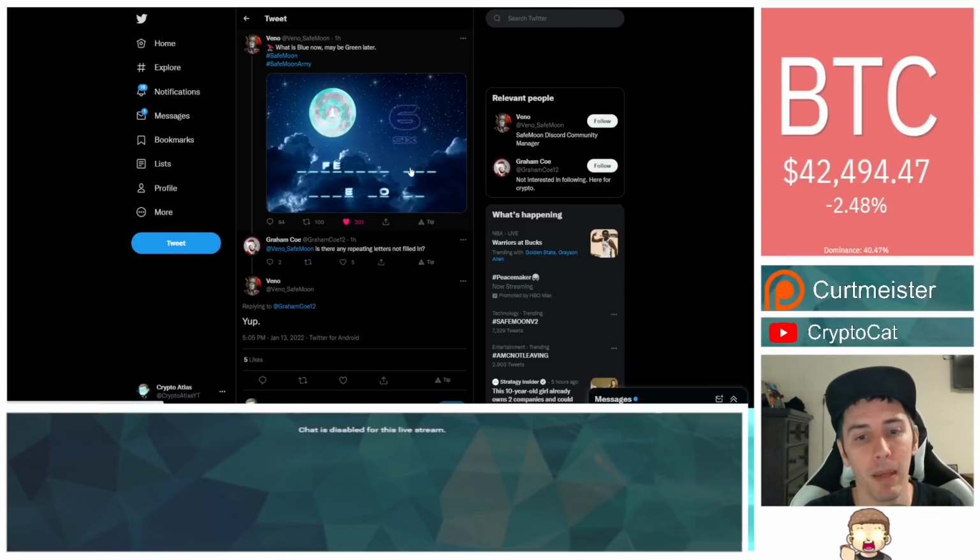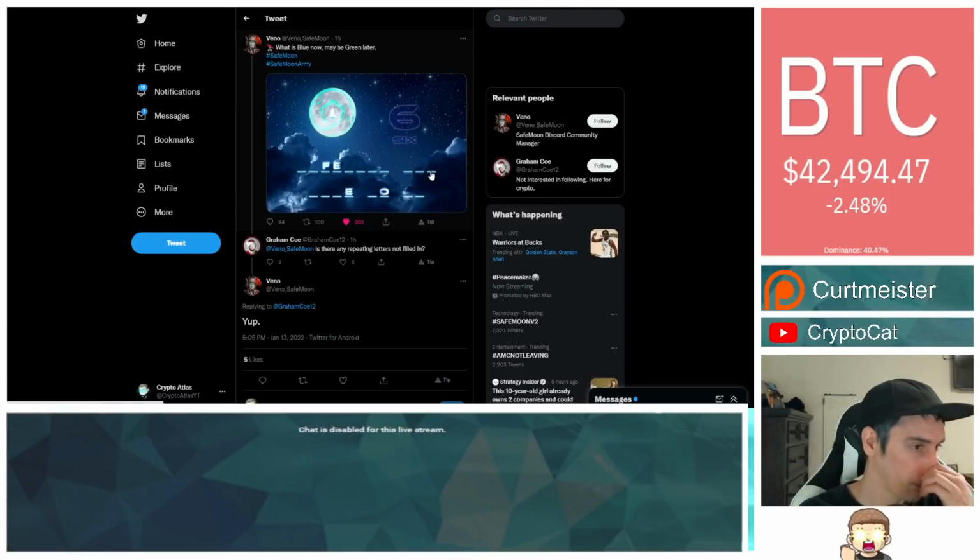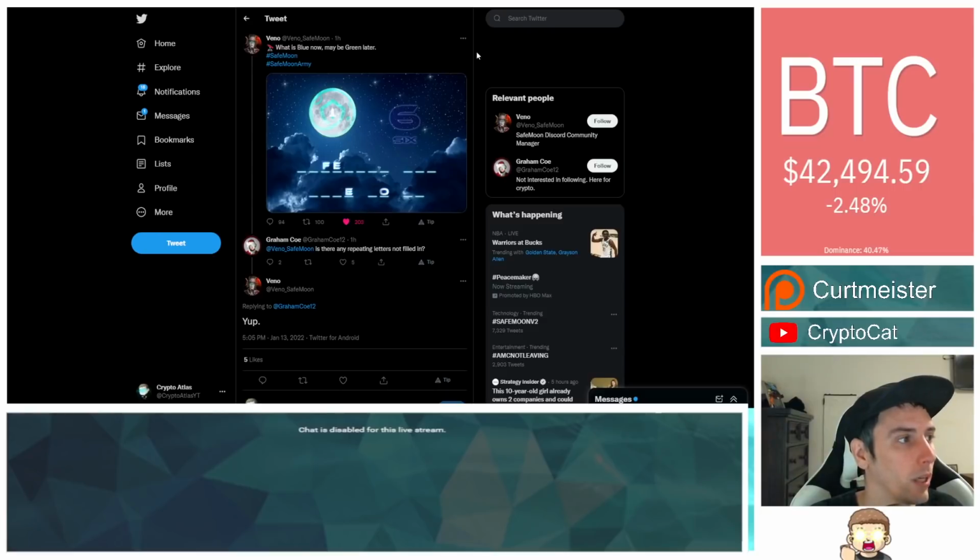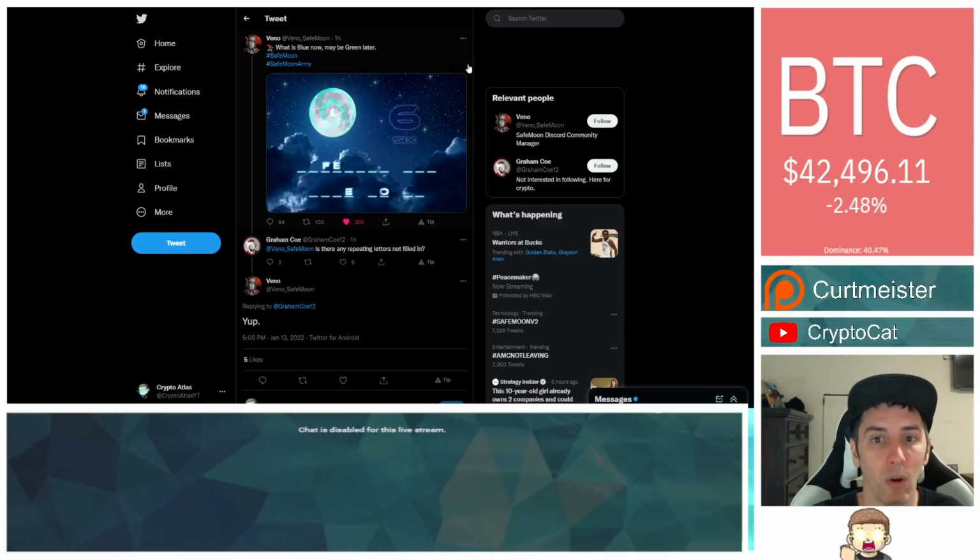Some people are speculating maybe the three-letter word here on the far right is NFT. It could be. It could be tied to something with the NFTs. I just made a video talking about the SafeMoon NFTs. There's a lot of evidence that points to its connections over to outer space.